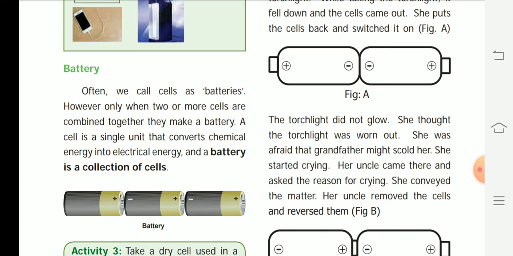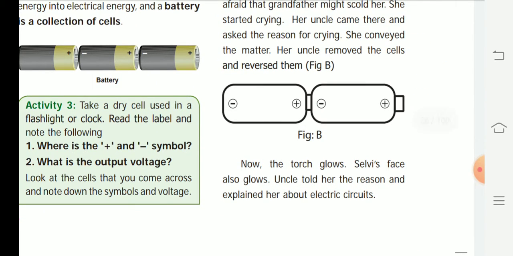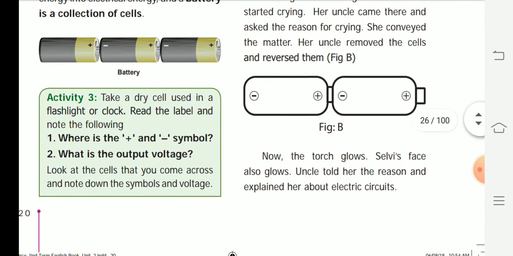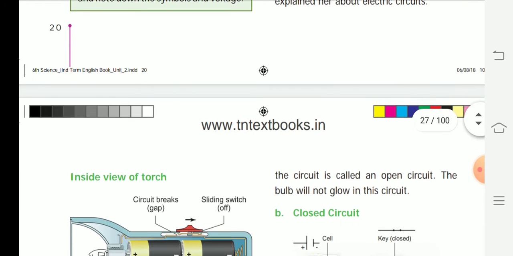So her uncle came, removed the cells and reversed them. After that the torchlight will glow. Now the torchlight glows. Selvi's face also glows. Oh, now Selvi is very happy. Uncle told her the reason and explained to her about the electric circuit. Selvi's uncle will explain the electric circuit.